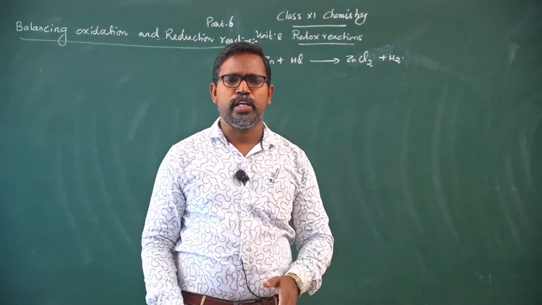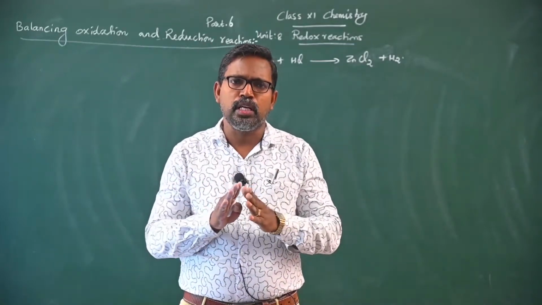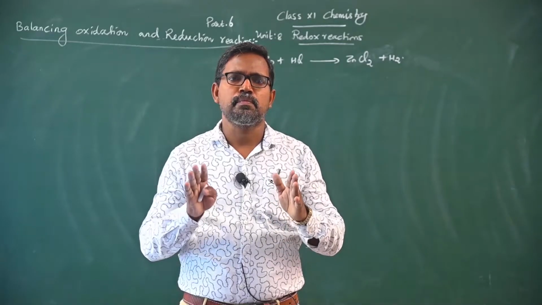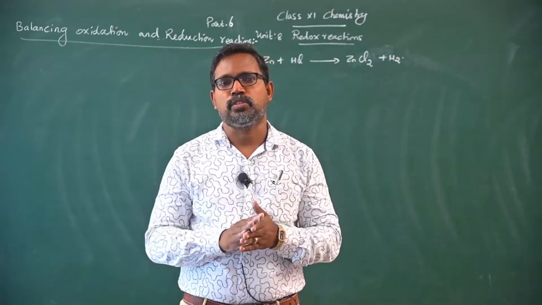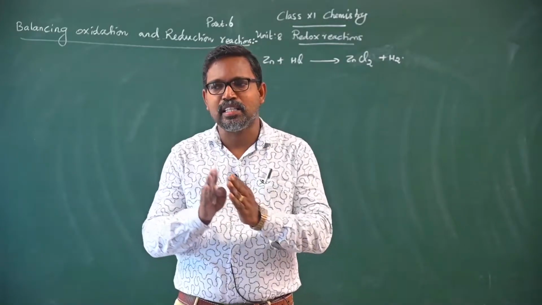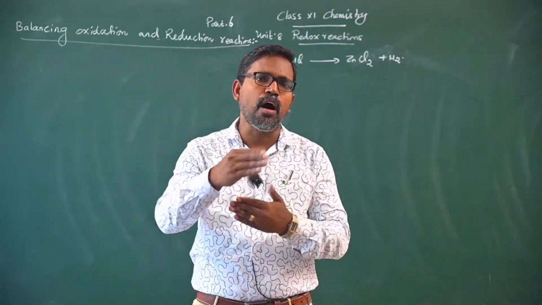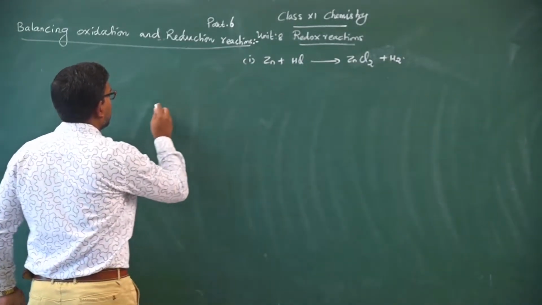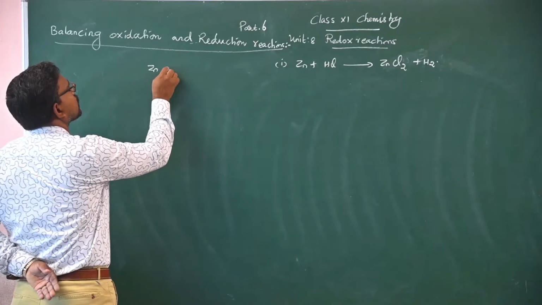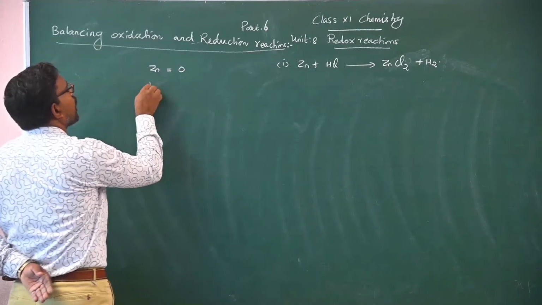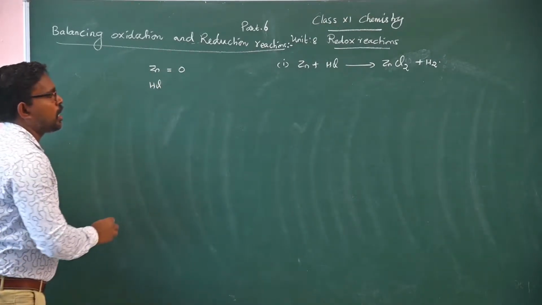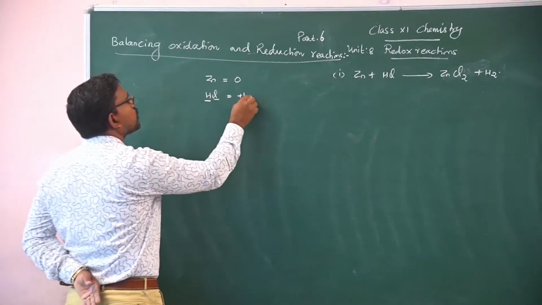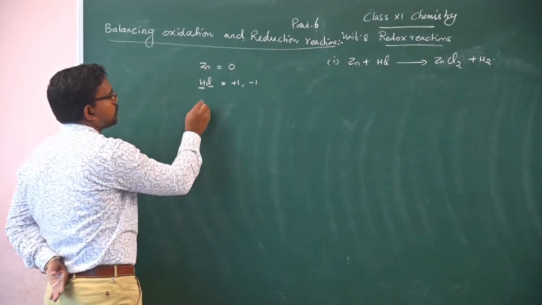In the second stage, you can find out the oxidation number of various elements participating in the particular process, or elements present in the reactants and the products. Find out the oxidation state. So, we know that zinc exists in the free state, the oxidation state is 0. In hydrochloric acid, hydrogen shows the oxidation state of +1 and chlorine shows the oxidation state of -1.